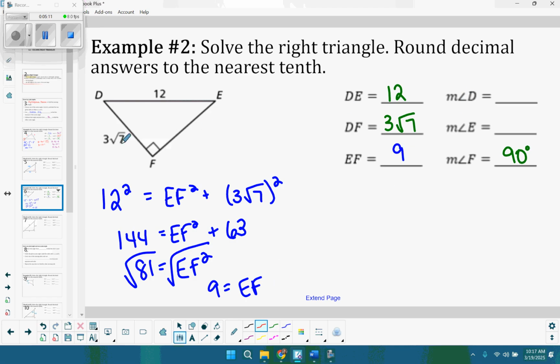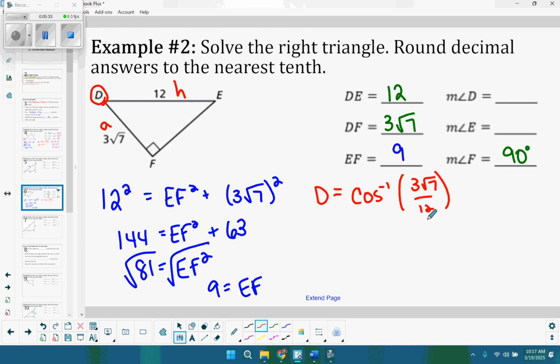When I want to find one of these two angles, let's say I chose angle D. So we're going to have not the opposite. 12 is the hypotenuse. 3 radical 7 is the adjacent. So D will equal the inverse cosine of 3 radical 7 over 12.